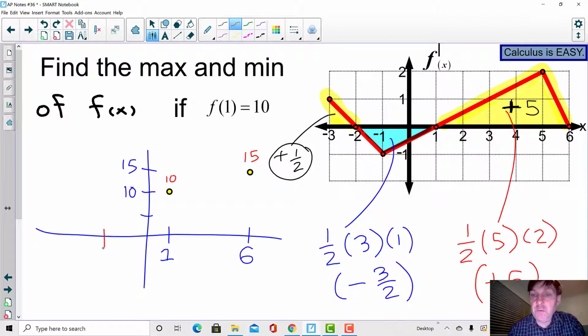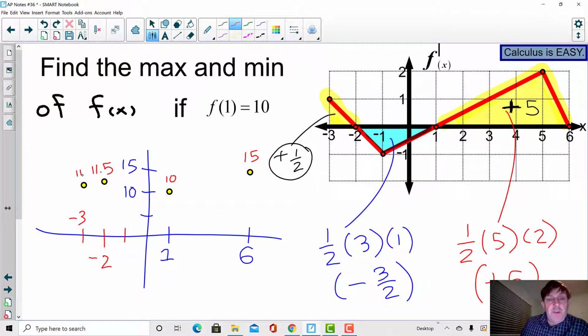Now we know from -2 to 1, our f prime was negative, so that means our original function was decreasing. We calculated the area to be -3/2, so we know our function decreased by 3/2. So when x was -2, our function was 3/2 higher. 3/2 is like 1.5, so we were 1.5 higher. That puts us at 11.5. We also know from x equals -3 to x equals -2 that our original function increased by 1/2. So that means when x was -3, we were 1/2 lower. So we would be at a height of 11 when x was -3.